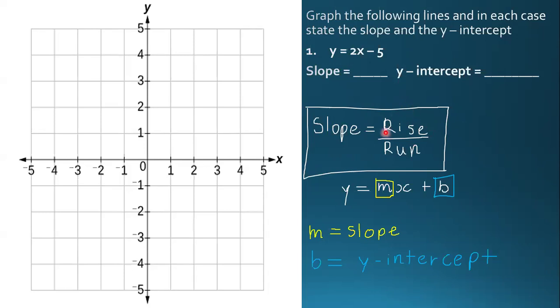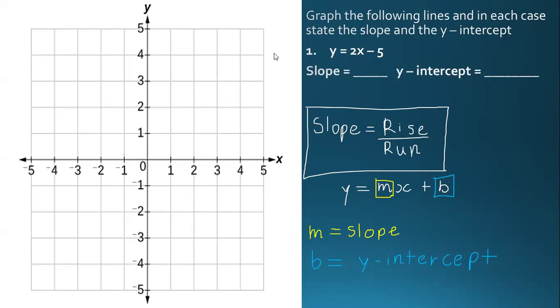Rise over run. Now, if we have the formula y is equal to mx plus b, the slope is what? The slope is m. Very good. The slope is m. And what is the y-intercept? The y-intercept is what? B. It's b. So if we look at this equation, y is equal to 2x minus 5, what is the slope? What is the slope? The slope is what?